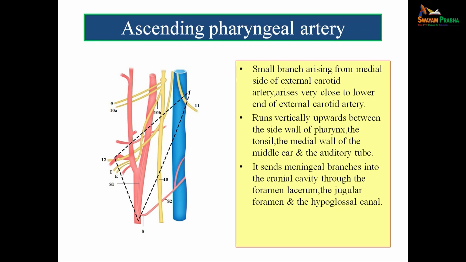It runs vertically upwards between the side wall of the pharynx, the tonsil, the medial wall of the middle ear and the auditory tube. It sends meningeal branches into the cranial cavity through the foramen lacerum, the jugular foramen and the hypoglossal canal. So, this is about the ascending pharyngeal artery, which is the first branch and it is the only medial branch arising out of the external carotid artery.